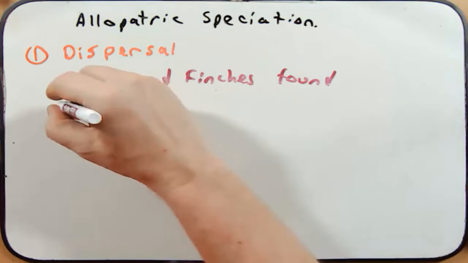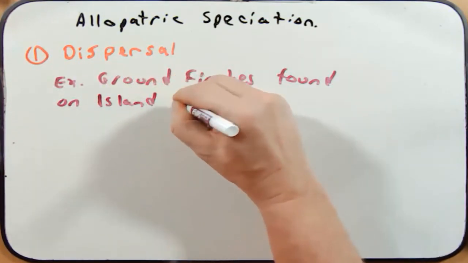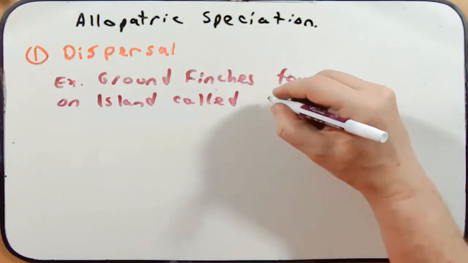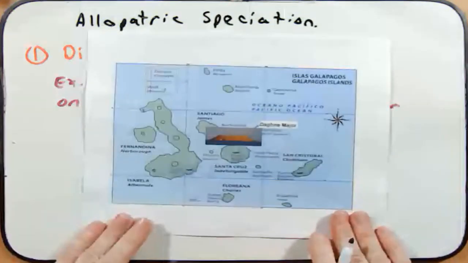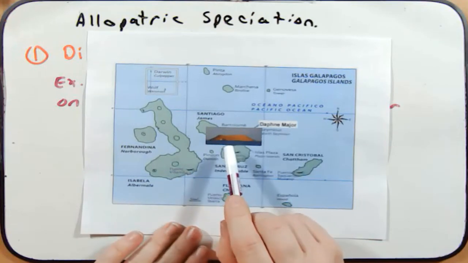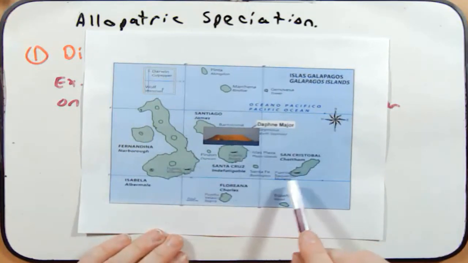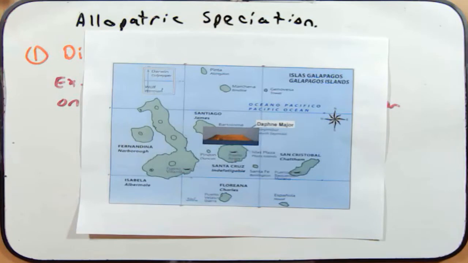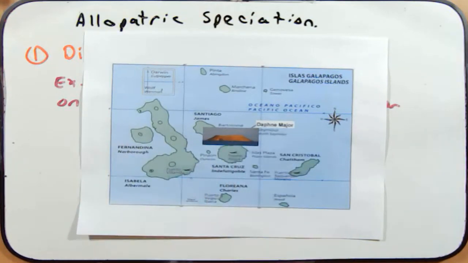found on an island called Daphne Major. Just to give you a point of reference here, Daphne Major is a tiny island. It's really, compared to these other larger islands you see here, just almost a little speck. So I put a little picture in here to give you an idea what the island might look like. It's a small island, but it's a very protected island for these finches because there are really no predators there.